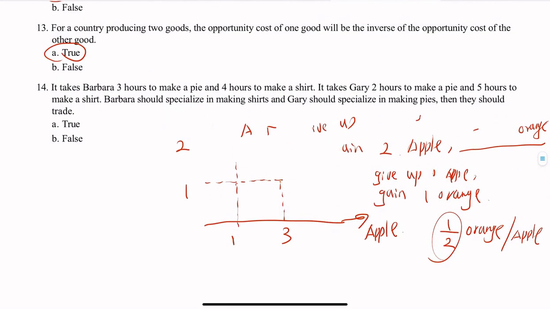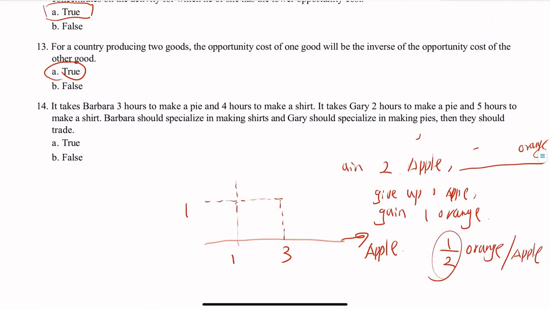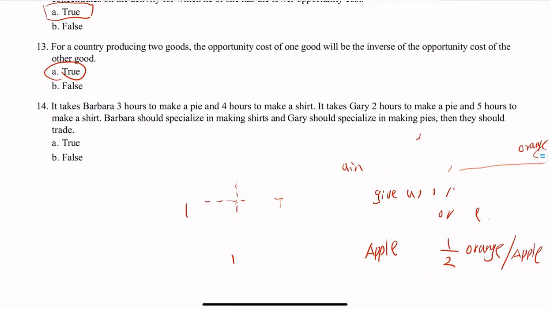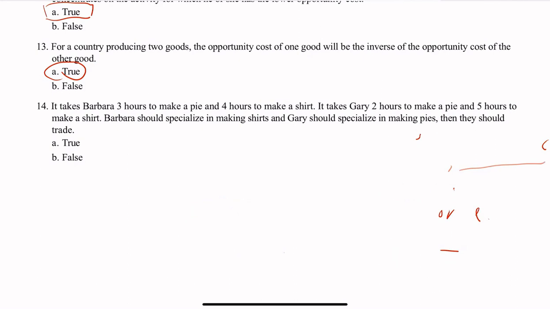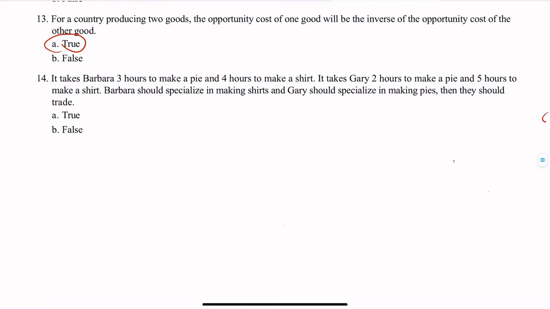question. It takes Barbara 3 hours to make a pie and 4 hours to make a shirt. It takes Gary 2 hours to make a pie and 5 hours to make a shirt. Barbara should specialize in making shirts, and Gary should specialize in making pies. Then they should trade.